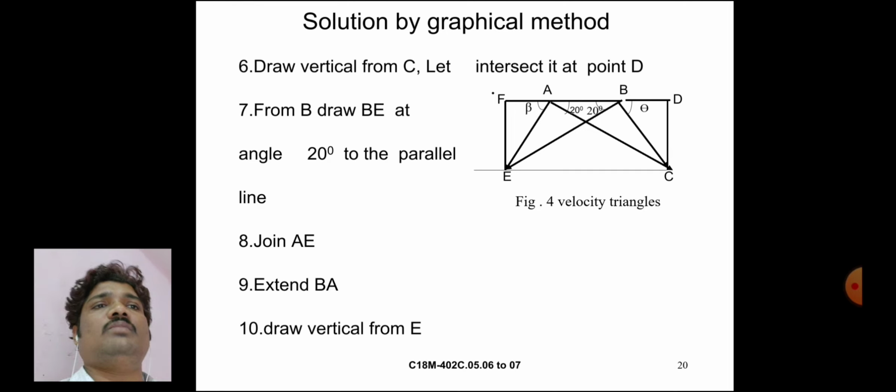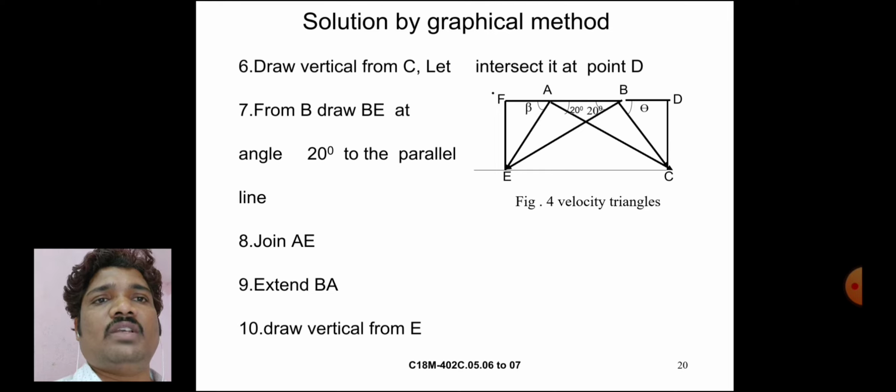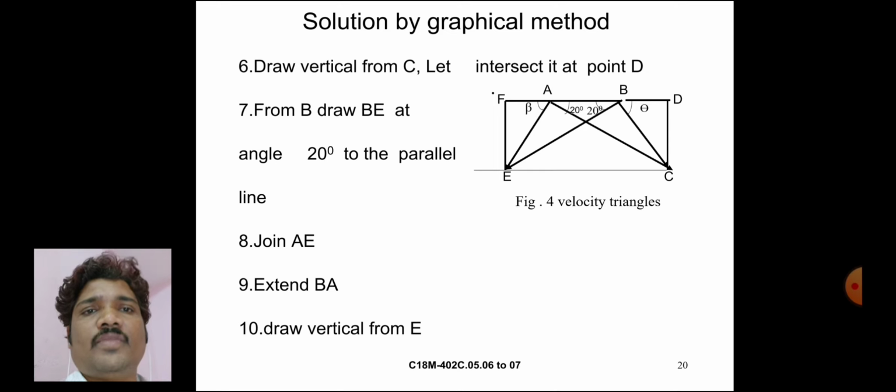This is a solution by graphical method. Draw a vertical from C. Let it intersect at point D. From B, draw BE at an angle of 20 degrees to the parallel line. Join AE. Extend BA. Draw a vertical from E.